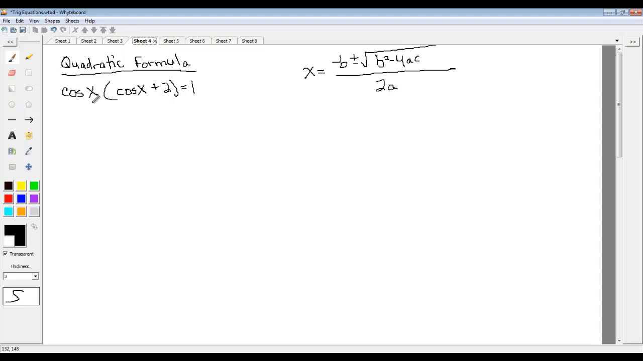Okay. So to work with this one, we're going to solve for x. Since there's a 1 over here, I don't want to leave this factored. I'm going to need to distribute the cosine x.